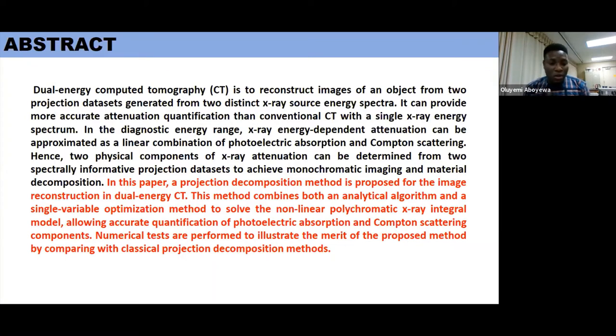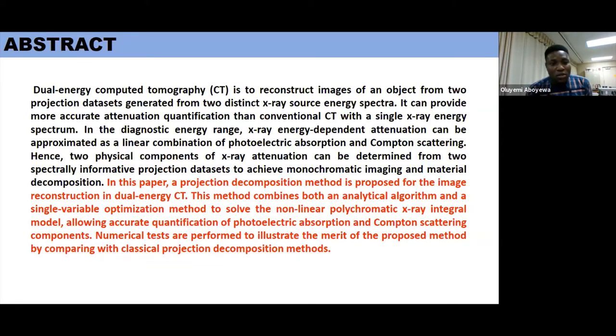Now to the goal of the paper. A projection decomposition method is proposed for image reconstruction in dual energy CT. This method combines both an analytical algorithm and a single variable optimization method to solve the nonlinear polychromatic X-ray integral model, allowing accurate quantification of photoelectric absorption and Compton scattering components. Numerical tests are performed to illustrate the merit of the proposed method by comparing with classical projection decomposition methods. So right from the abstract, we can see the intention of the writer.